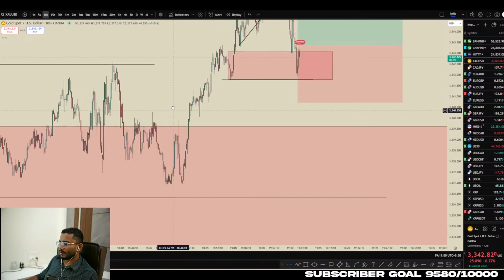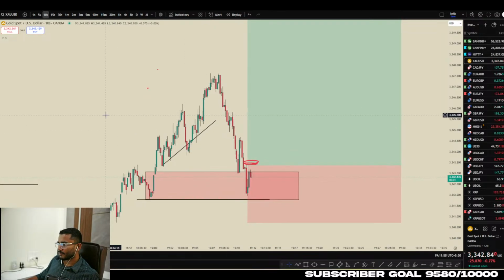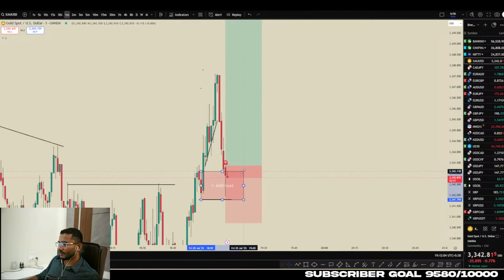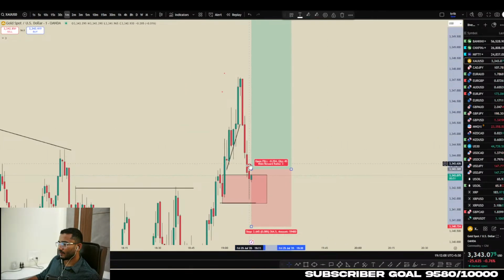Here there is also another imbalance. On 1 minute, it should look like this. We have this previous candle.